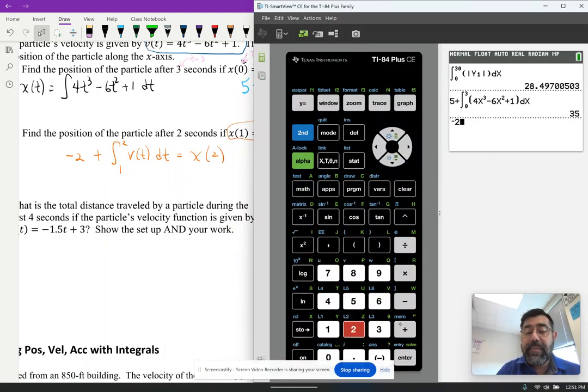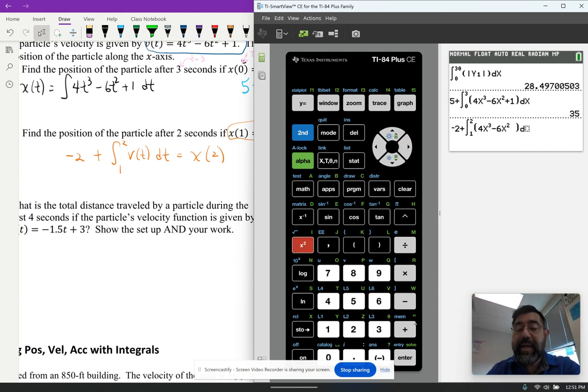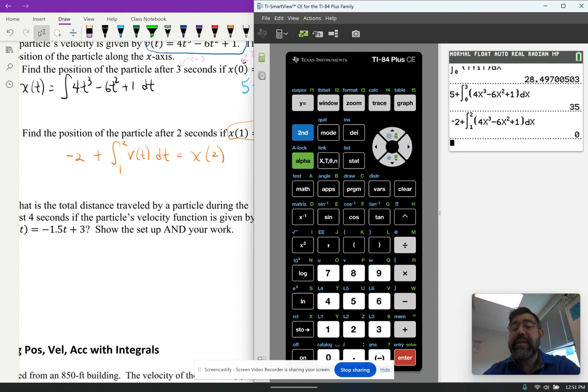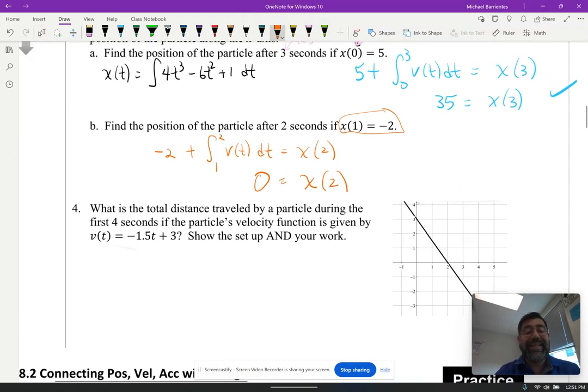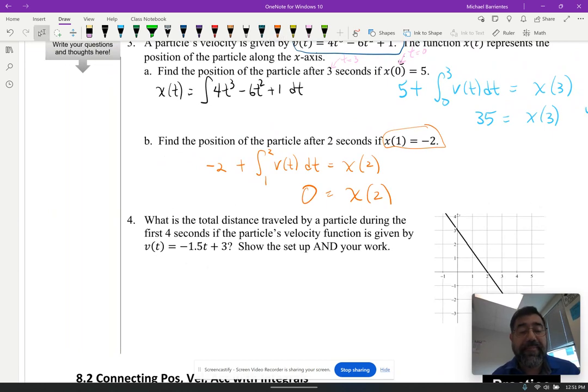Negative 2 plus math 9 is going to give us the integral from 1 to 2. We're not starting at 0 this time. And then of the function that we were given. I guess I should have saved that in y1 because I was going to use it more than once here, but I didn't, so I'm just typing it over and press enter. The position is 0. So the position at 2 is 0. That's it.